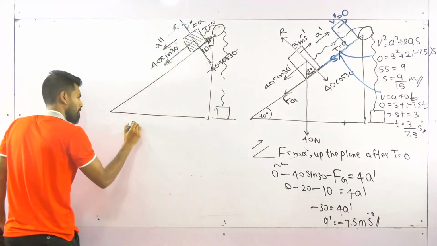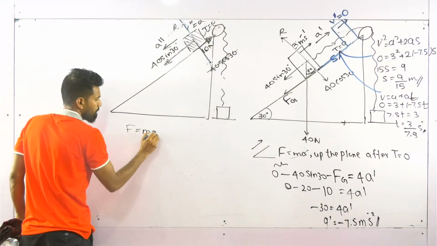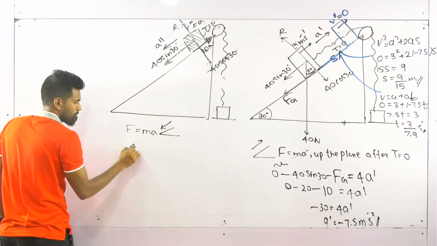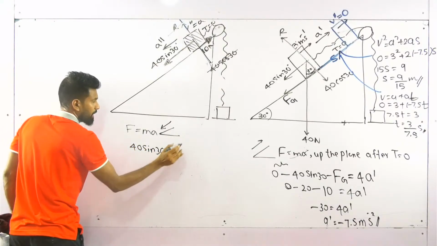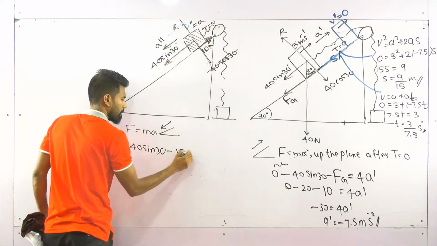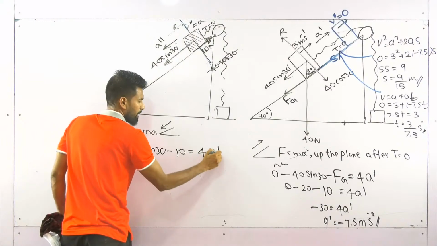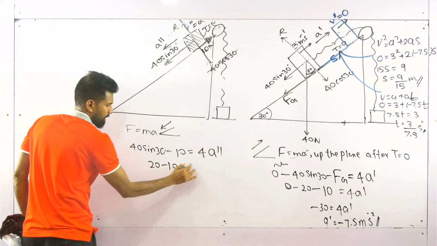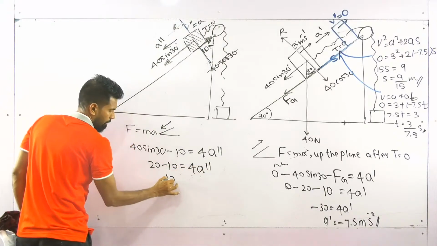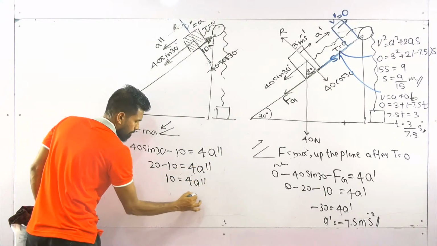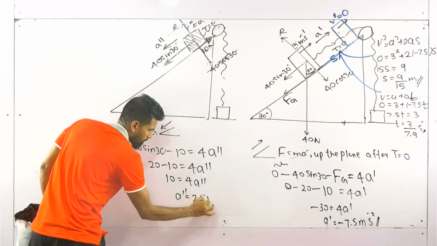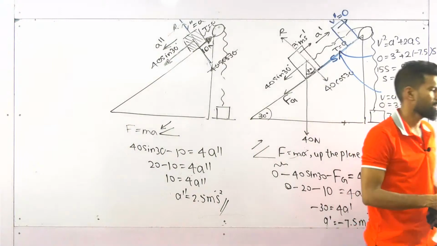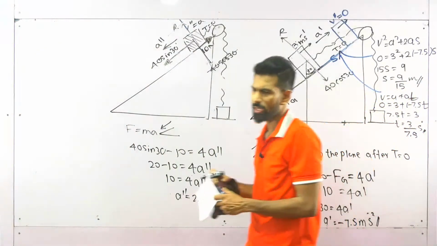So let's apply F equals ma down the plane. 40 sin 30 is down the plane, minus friction up the plane, 10. Mass is 4. New acceleration is a double dash. 40 sin 30 is 20, so 20 minus 10 equals 4a double dash. 10 is equal to 4a double dash. New acceleration is 2.5 meters per second squared. Okay.